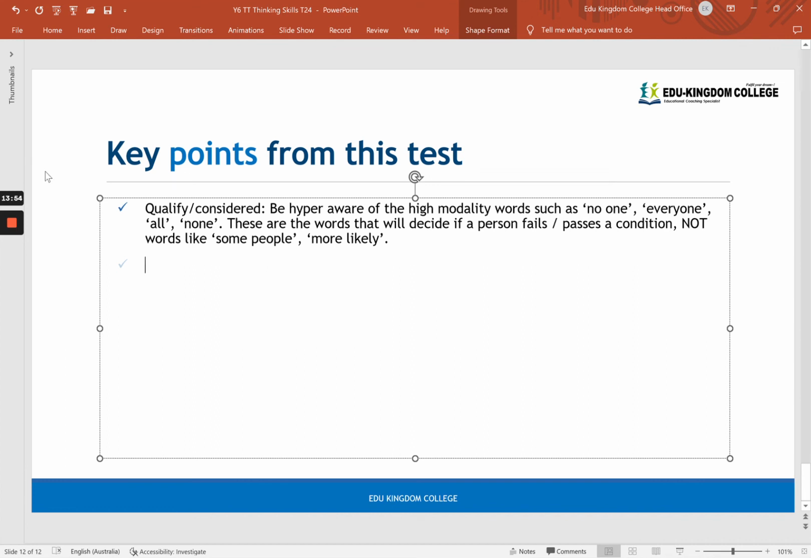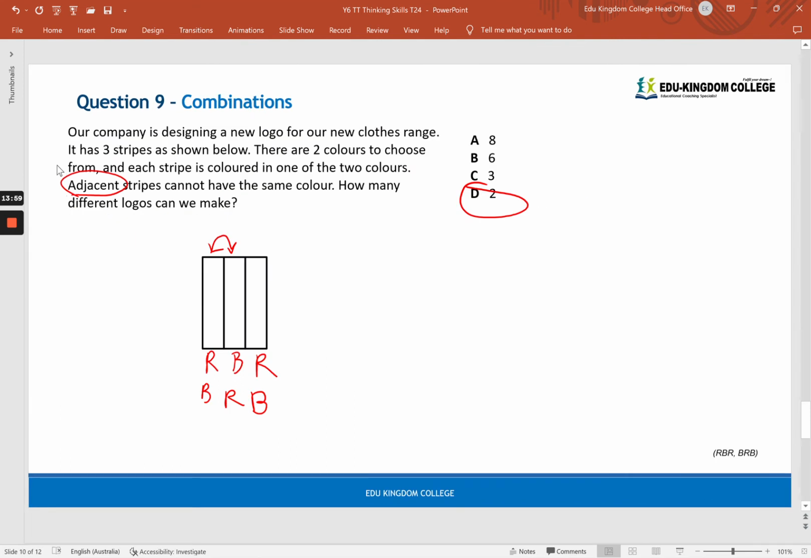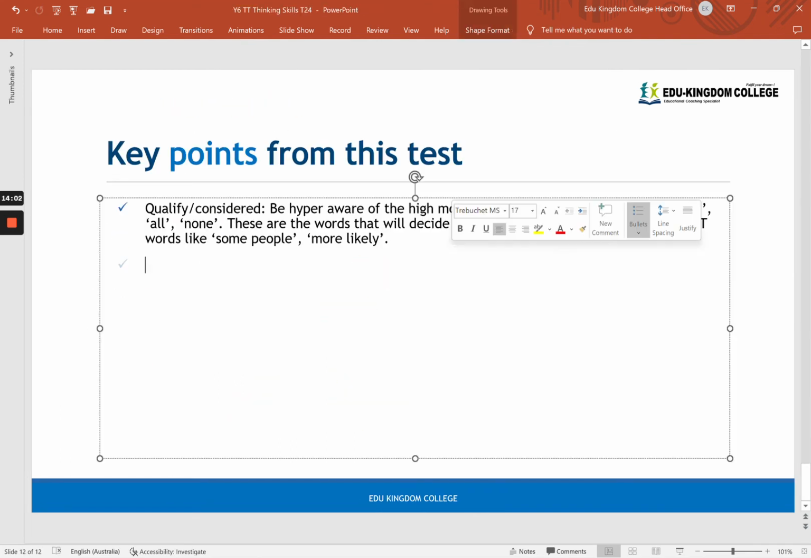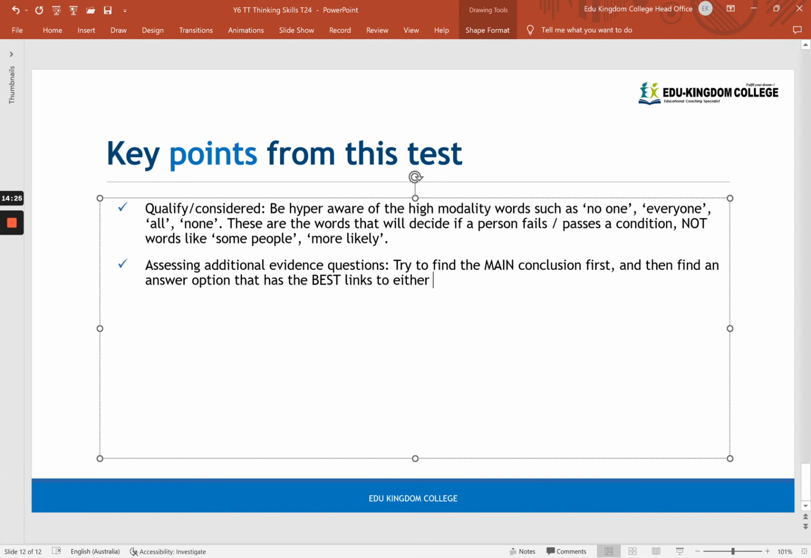The next one, let's go through and have a look. We got a lot of assessing additional impact questions, right? So for assessing additional evidence questions, still pay attention or try to find the main conclusion first, and then find an answer option that has the best links to either weaken or strengthen that statement.